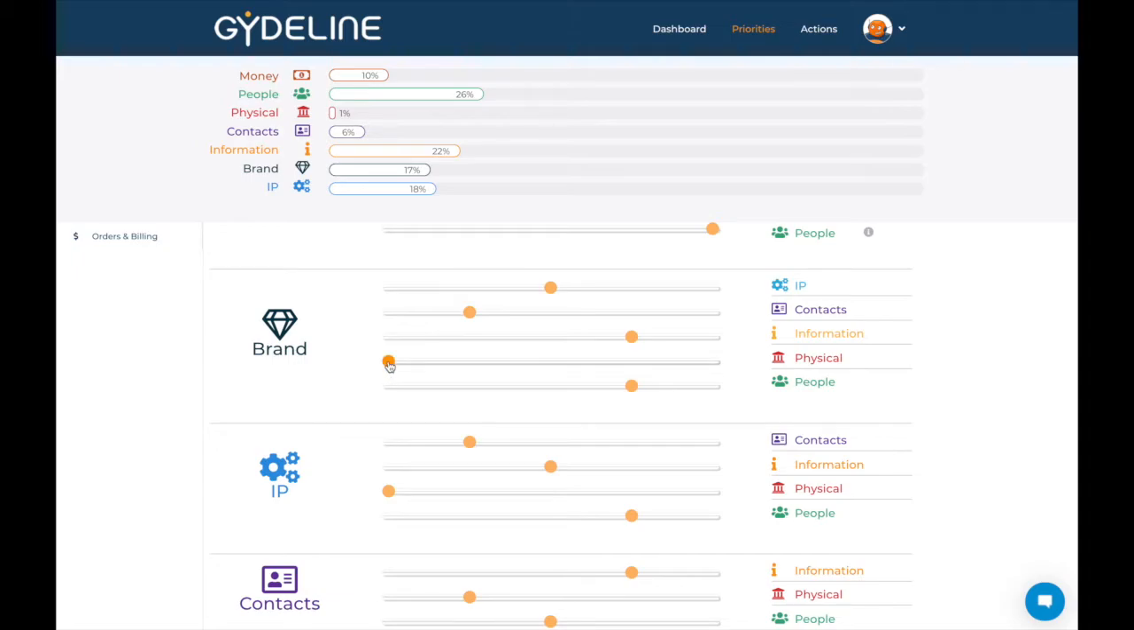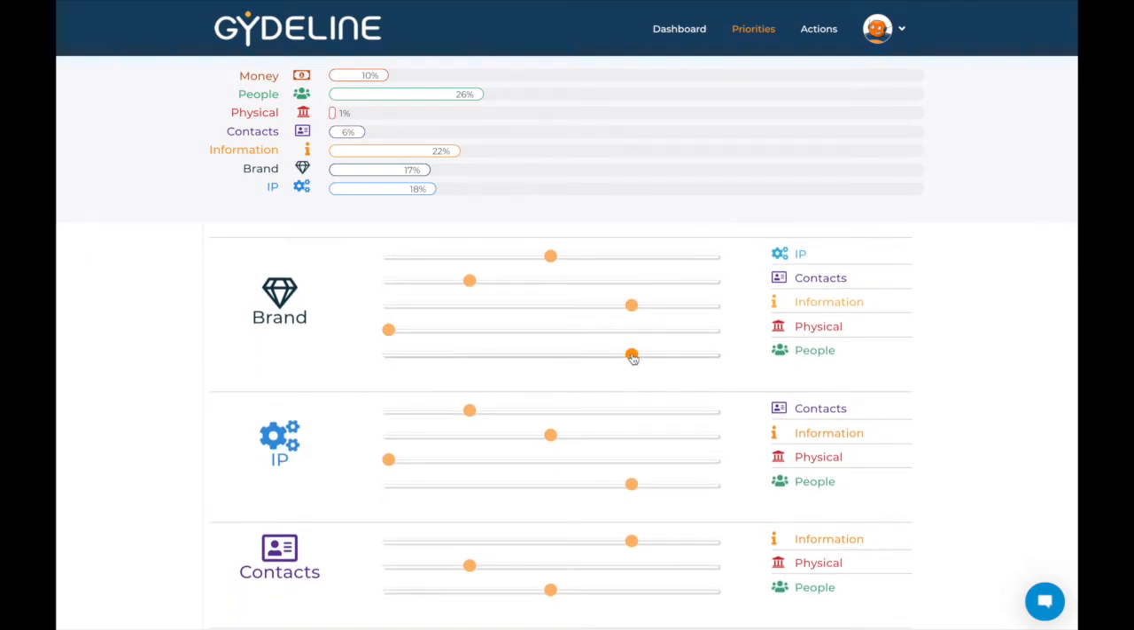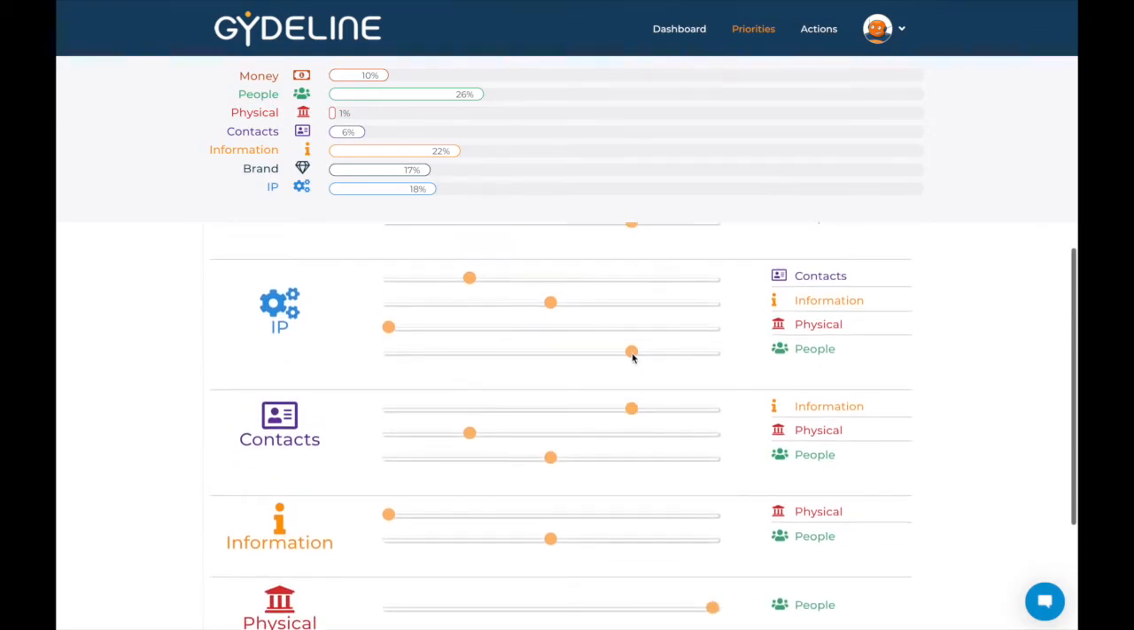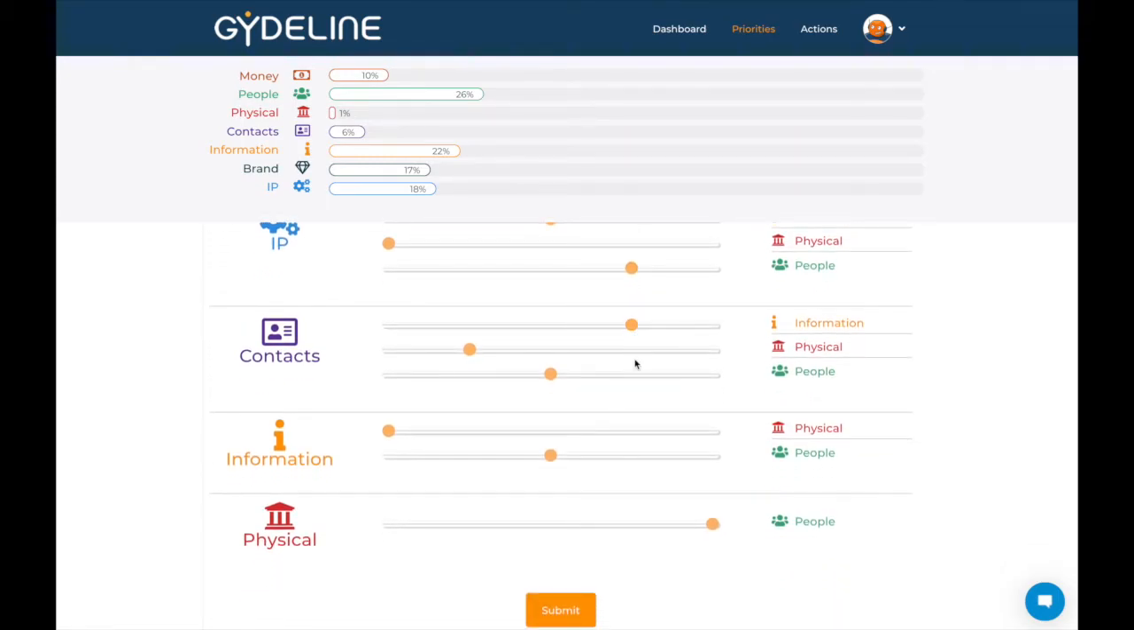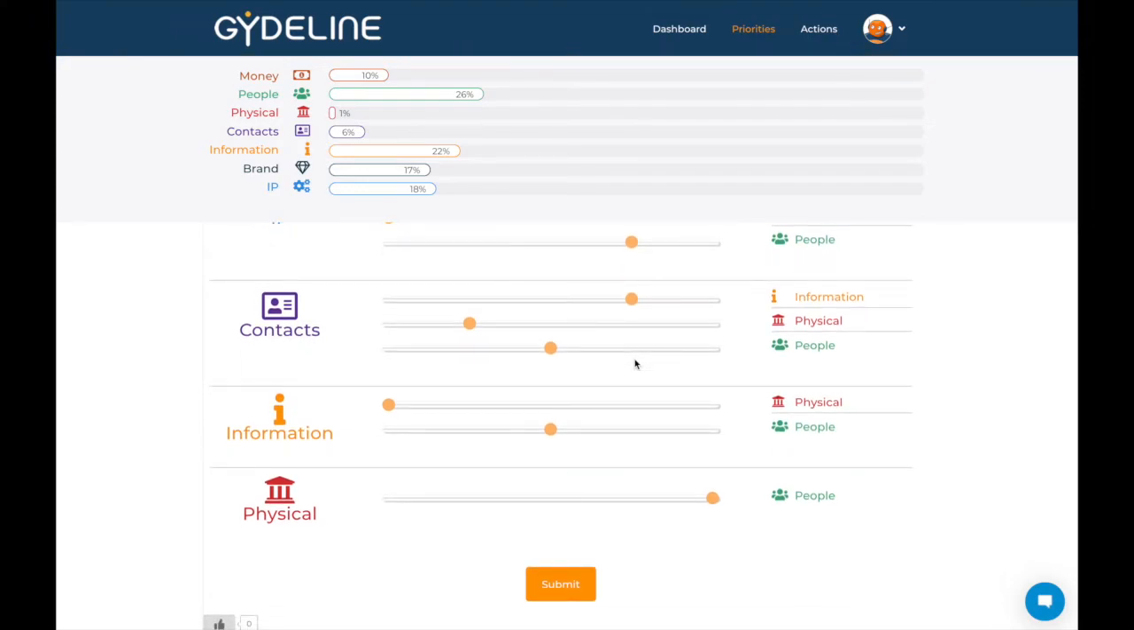As we've said, brand much more important than our physical assets or property, but our brand not as important for us as our people. We then have the intellectual property area, and again, much more important than physical assets, but our people more important than our intellectual property, and that certainly may not be the case in other businesses. And so you can see those are the priorities we've set for the Gydeline organization. We've been through that. We are reasonably happy with that at this stage.